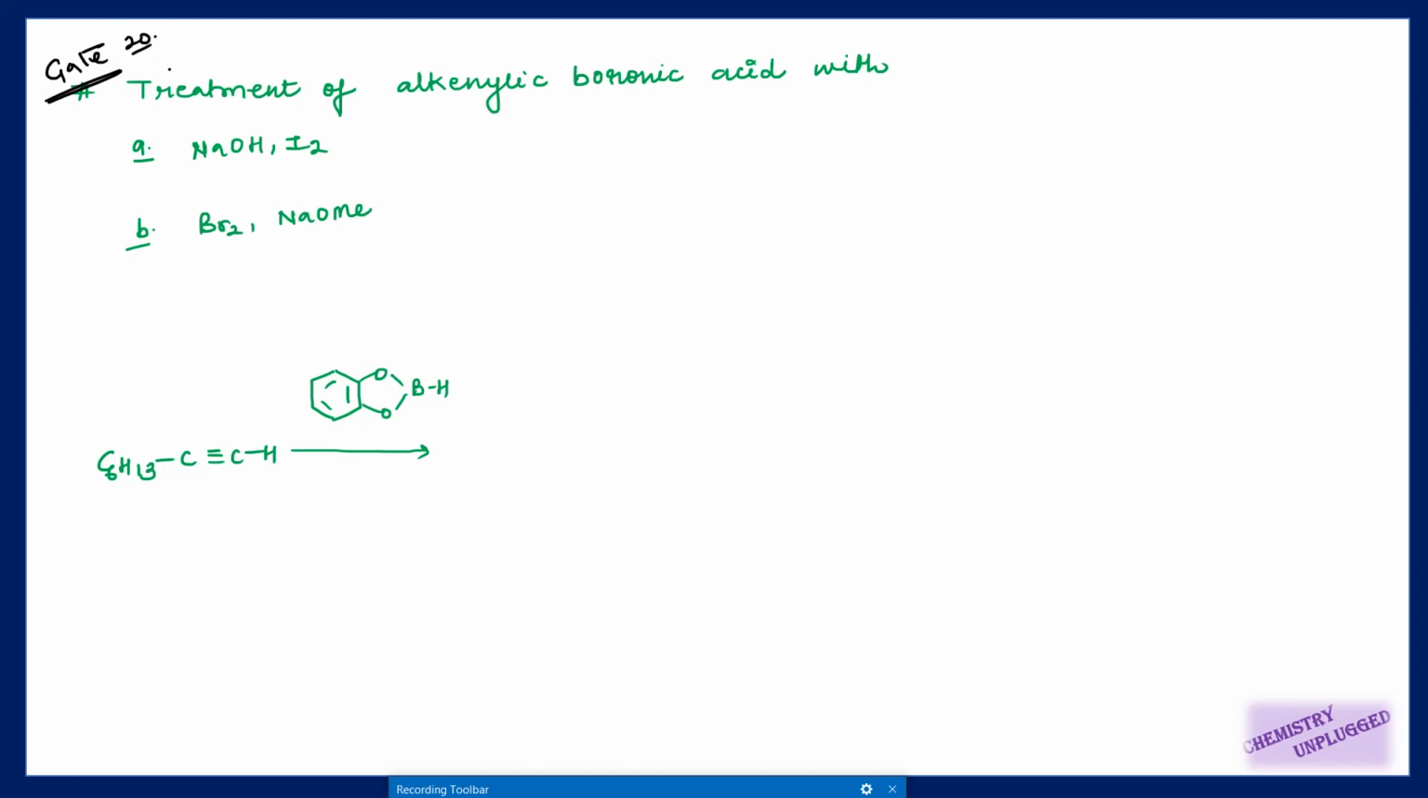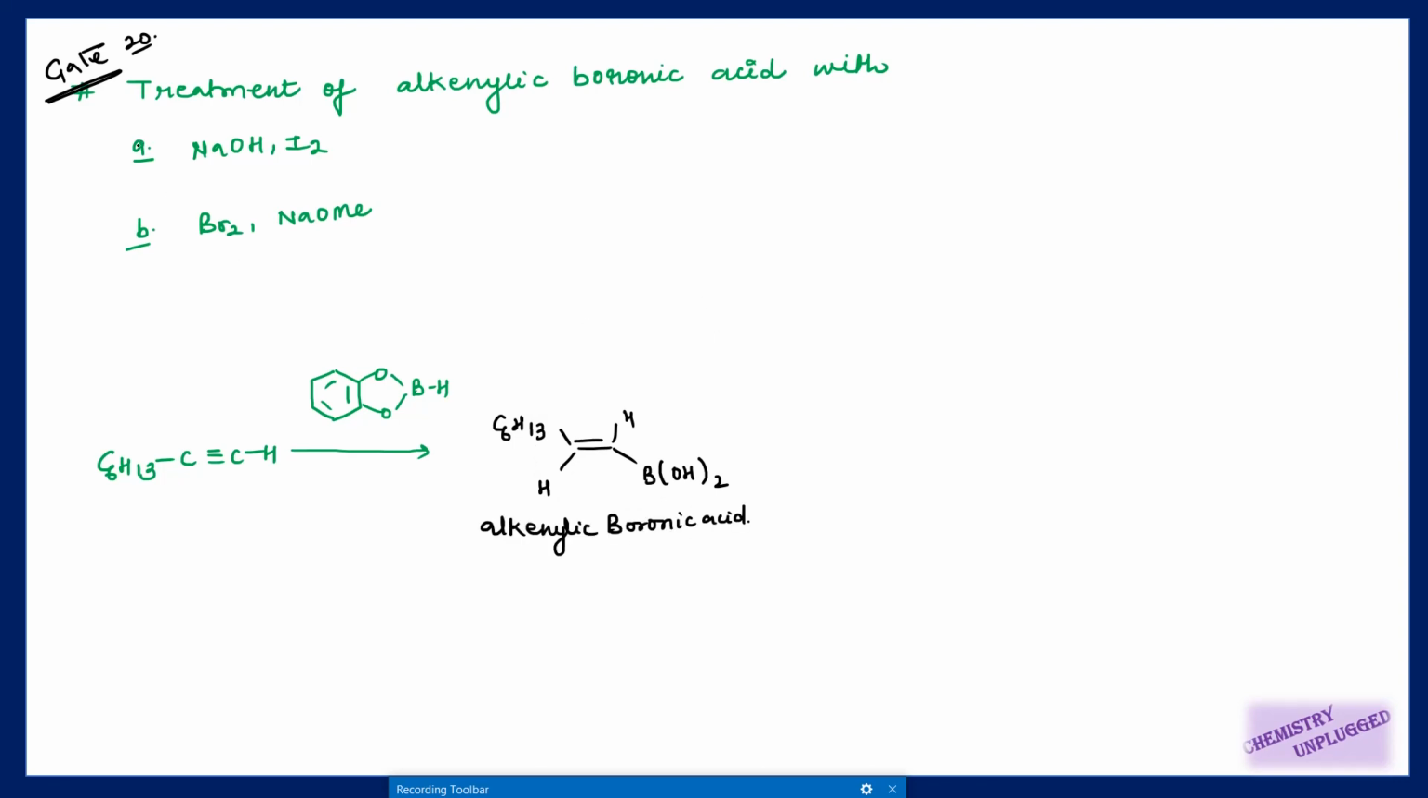2020, I think. The same question has been asked in GATE 2020, but this time we are using alkynylic boronic acid. So what is the difference between alkynylic borane and alkynylic boronic acids? Suppose we have this example. We are treating this alkyne with this catechol borane. When we treat it, the same addition of hydrogen and boron will take place, and we will get this structure after hydrolysis. You will get this one. This is called your alkynylic boronic acid.